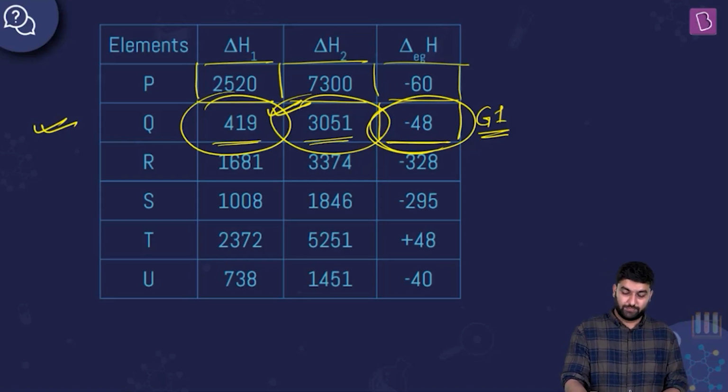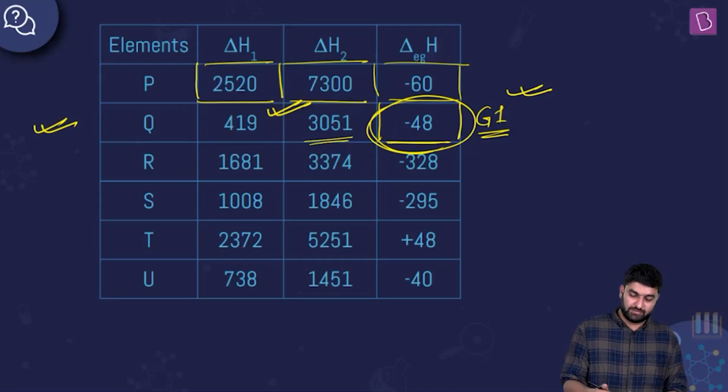This one over here, I'm not pretty sure because the values itself do not convey much. But going from 2520 to 7300, that's not much of a jump, right? Still, that's not quite reactive if you ask me. Group 1 is any day superiorly reactive.